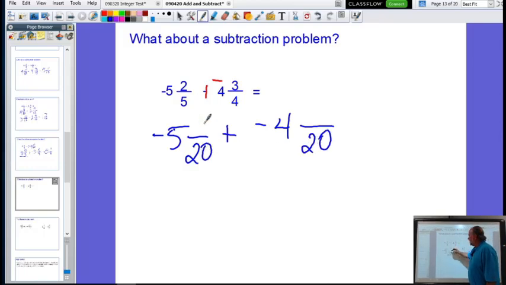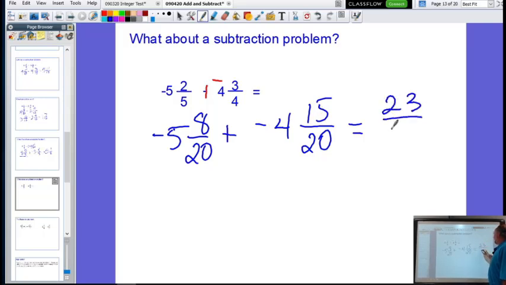Now, what did I do to this 5 to turn it to a 20? Times 4. So 2 times 4 is 8. What did I do to this 4 to turn it into a 20? Times 5. So 3 times 5 is 15. And now, because my signs are alike, I'm going to add my numbers. So 8 and 15 make 23 over 20. And the 5 and the 4, they make a -9.